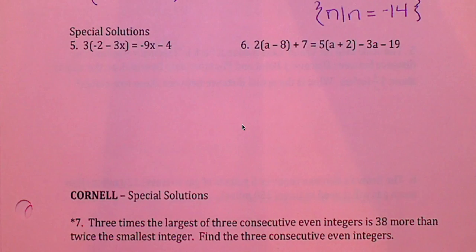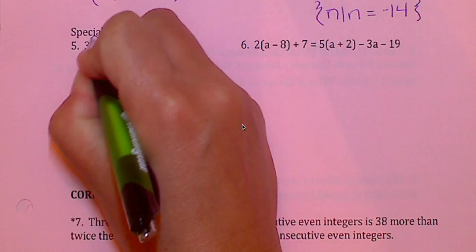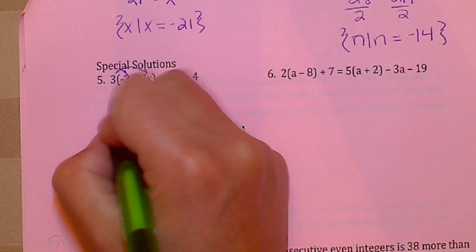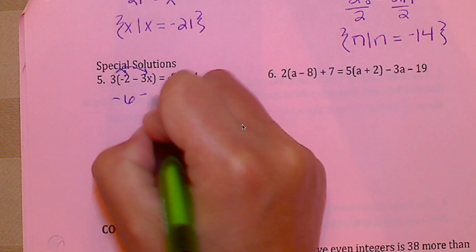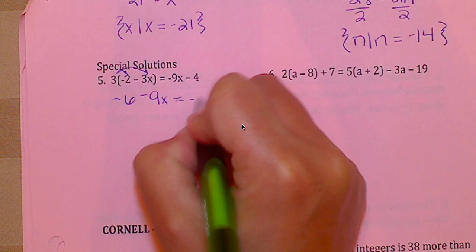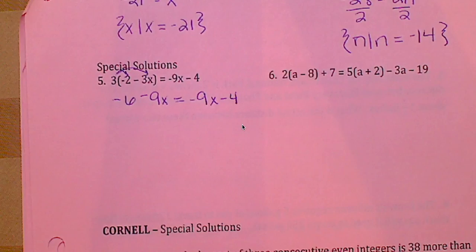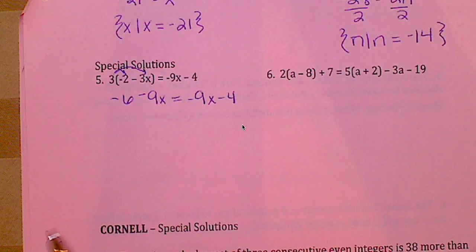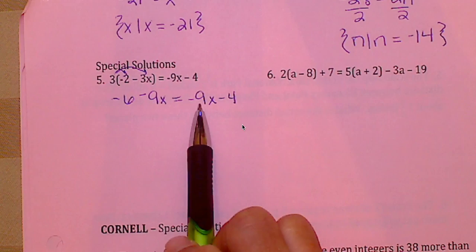So let's see what happens in 5. We are, of course, always getting rid of those parentheses first. So we get negative 6 minus 9x equals negative 9x minus 4. Can we simplify the left side or the right side? No. So the next thing we want to do is move the smaller variable, and here's where the tricky thing happens. Neither of these are smaller.